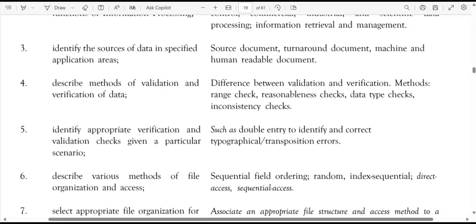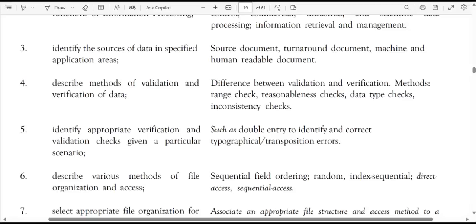Another method of validation of data is the data type check, which ensures data entered is of the correct type. Example, numeric, alphabetical, or date. Example, a phone number field should only accept numbers, not letters. Another form of validation check is inconsistency check, and these check for conflicts or contradictions within data fields. Example, if marital status is single, the spouse name field should be empty.